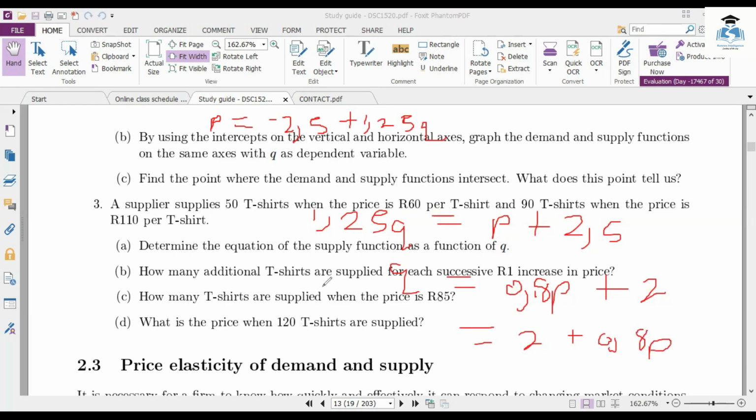So now we are asked how many additional t-shirts are supplied for each successful R1 increase in price. So this is your gradient. You take this one, which means they will increase by 0.8.